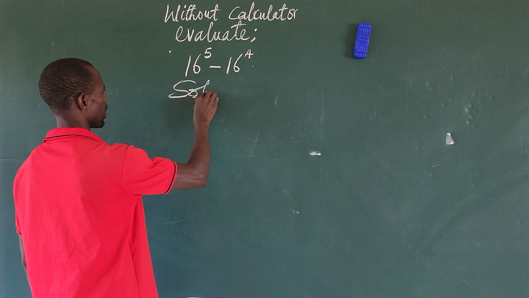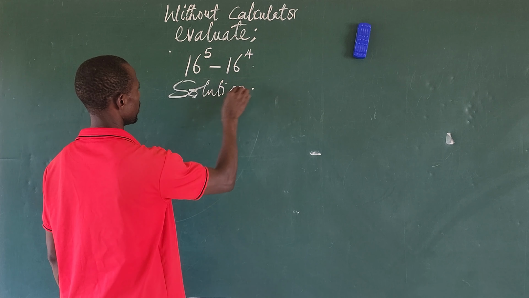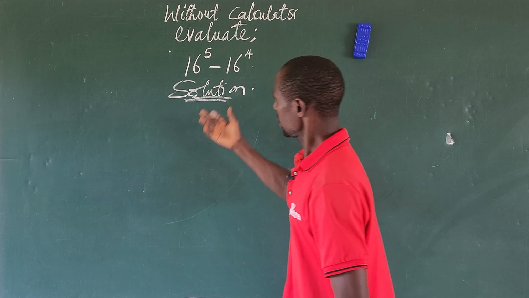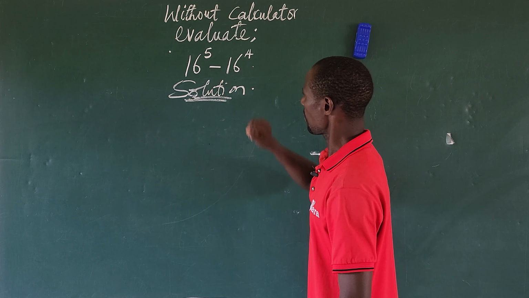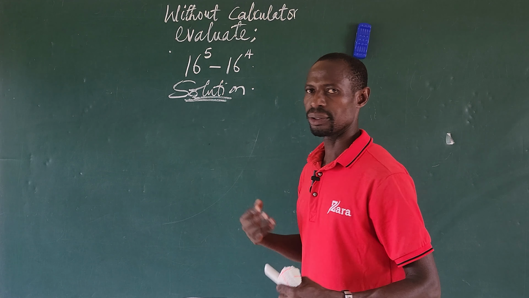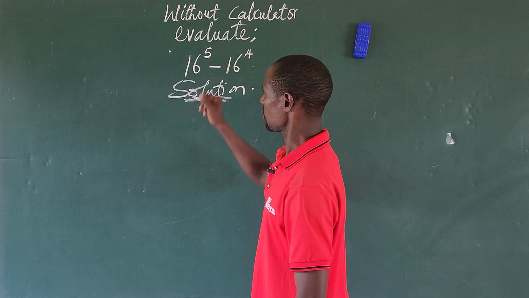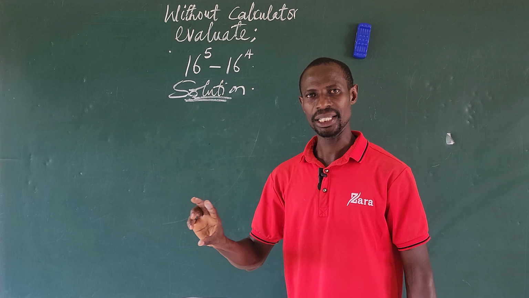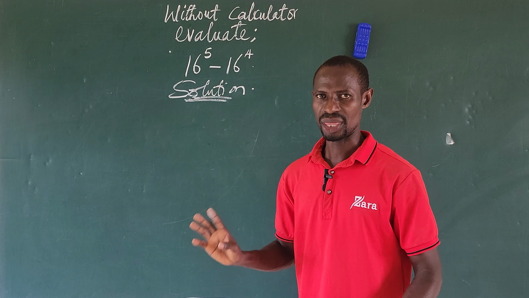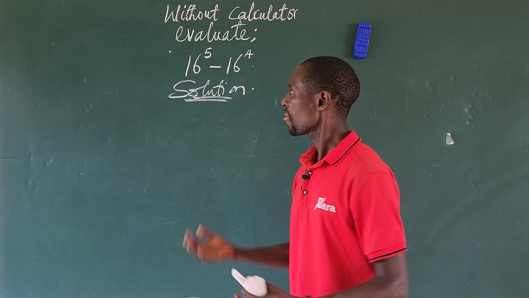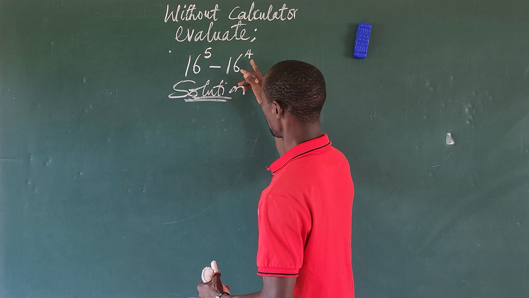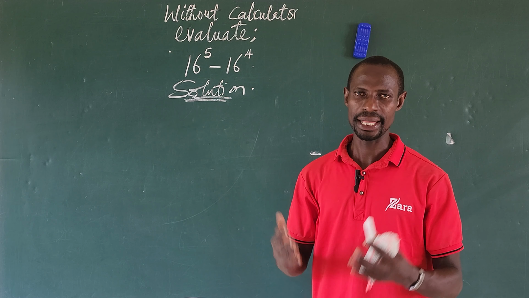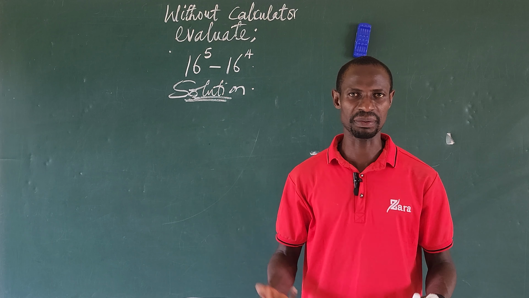First things first, we take our solution. Now, look here, we have 16 raised to the power of 4. We all know that 16 raised to the power of 5 means 16 times 16 times 16 times 16 into 5 places, right? And so that may give some challenge. And 16 to the power of 4 is 16 times 16 times 16 into 4 places. Again, that will also pose some challenge. So how do we simplify this?